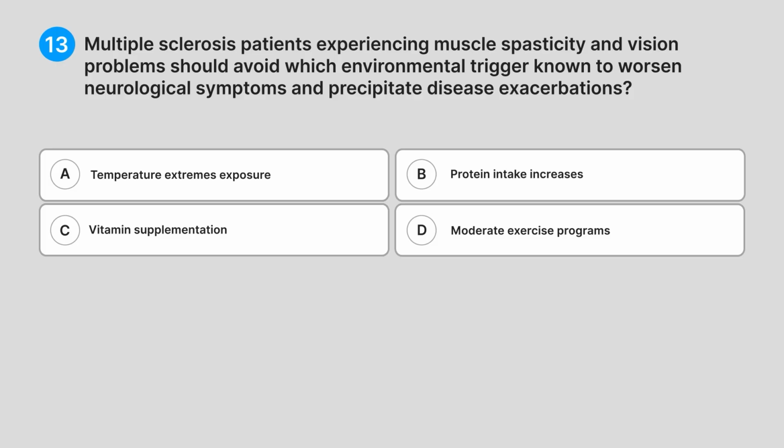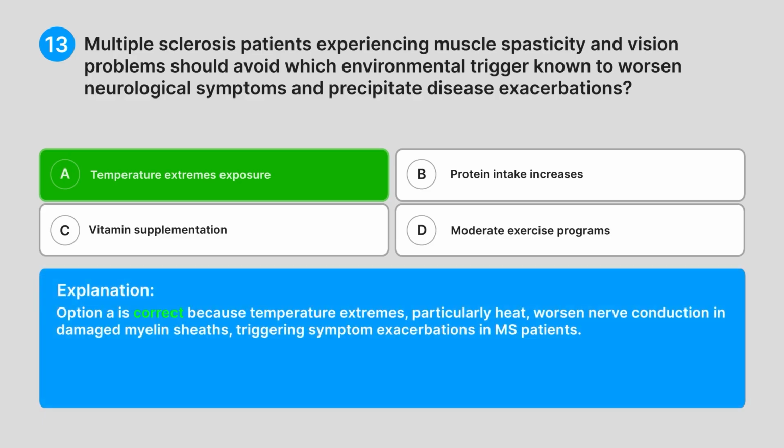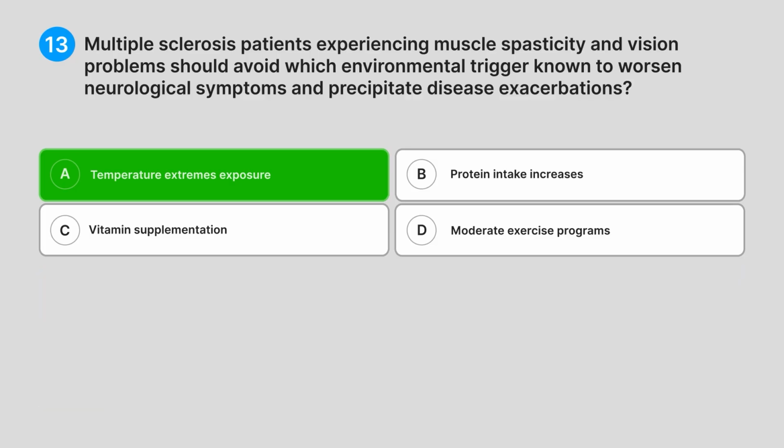Correct answer, A. Temperature extremes exposure. Explanation. Option A is correct because temperature extremes, particularly heat, worsen nerve conduction in damaged myelin sheaths, triggering symptom exacerbations in MS patients. See L3.